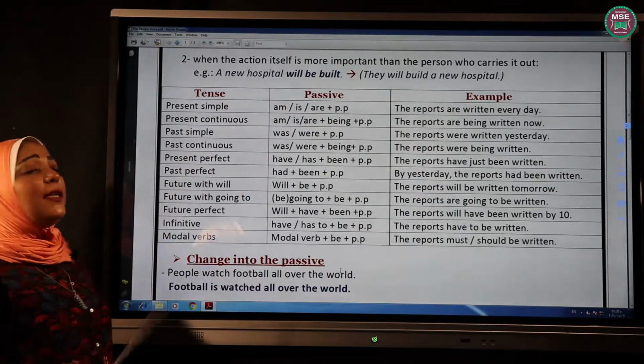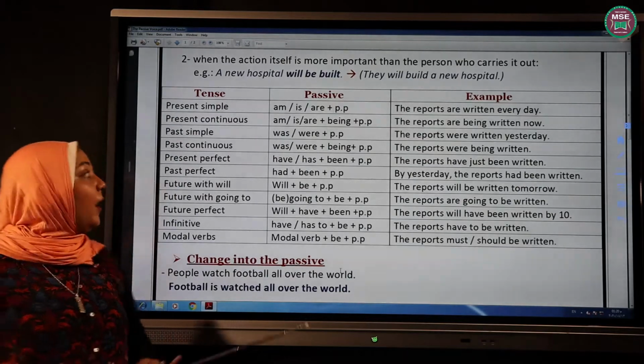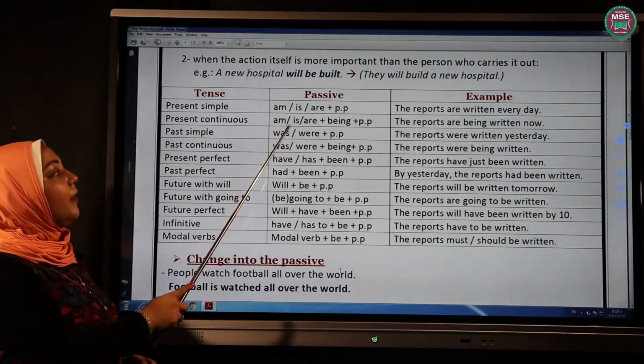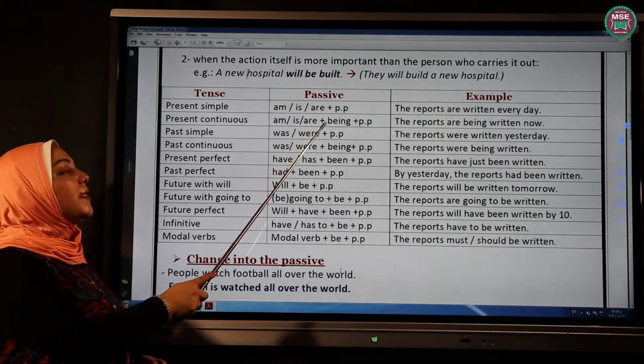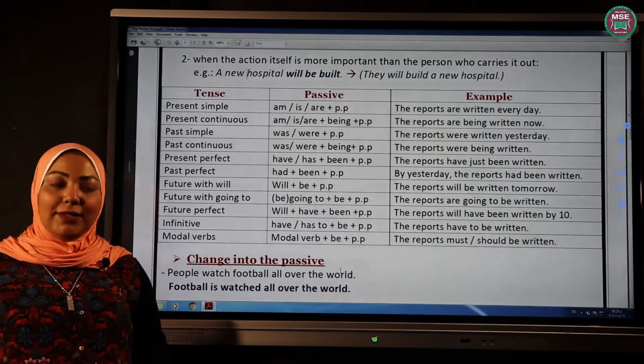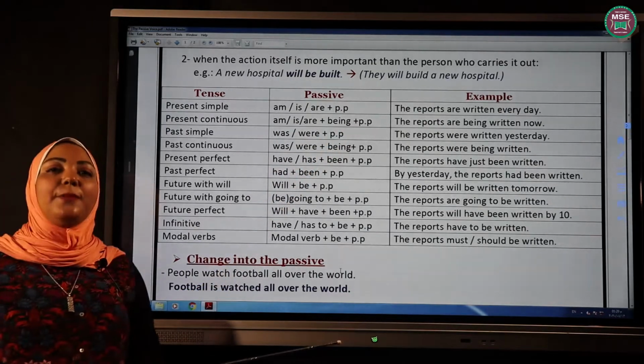Then, if the tense is present continuous, how can we form a verb to be in the present continuous? Am, is, are, plus being. This is verb to be in the present continuous. And then the past participle of the main verb.